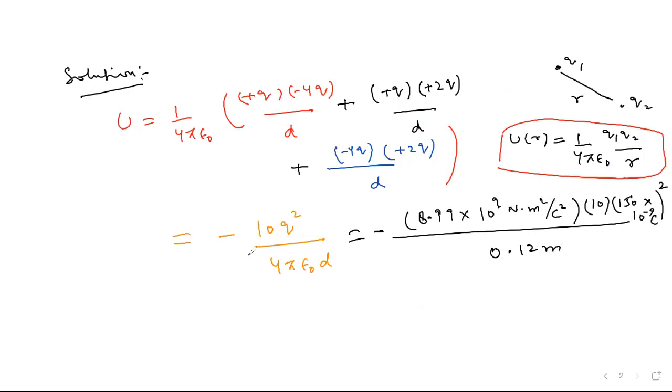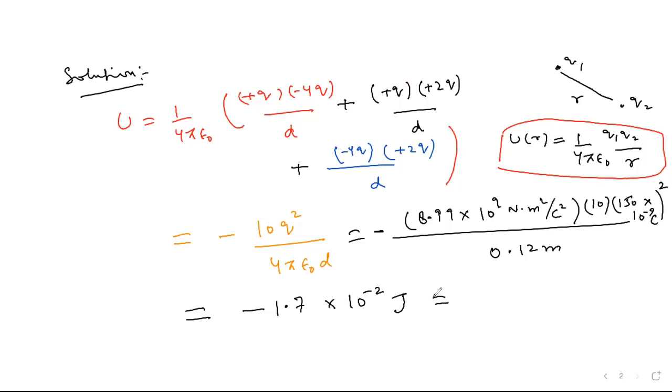Let me check it. It is minus 10 q square over 4 pi epsilon naught d, and is minus 8.99 times 10 raised by 9 Newton meter square per coulomb square. That is the value of 1 by 4 pi epsilon naught. Then I have 10. Then I have q square, where q is 150 into 10 raised by minus 9 coulomb. Then I have a square outside, and there is distance downstairs 0.12 meter. So when you make the calculation, it turns out to be minus 1.7 into 10 raised power minus 2 joule.